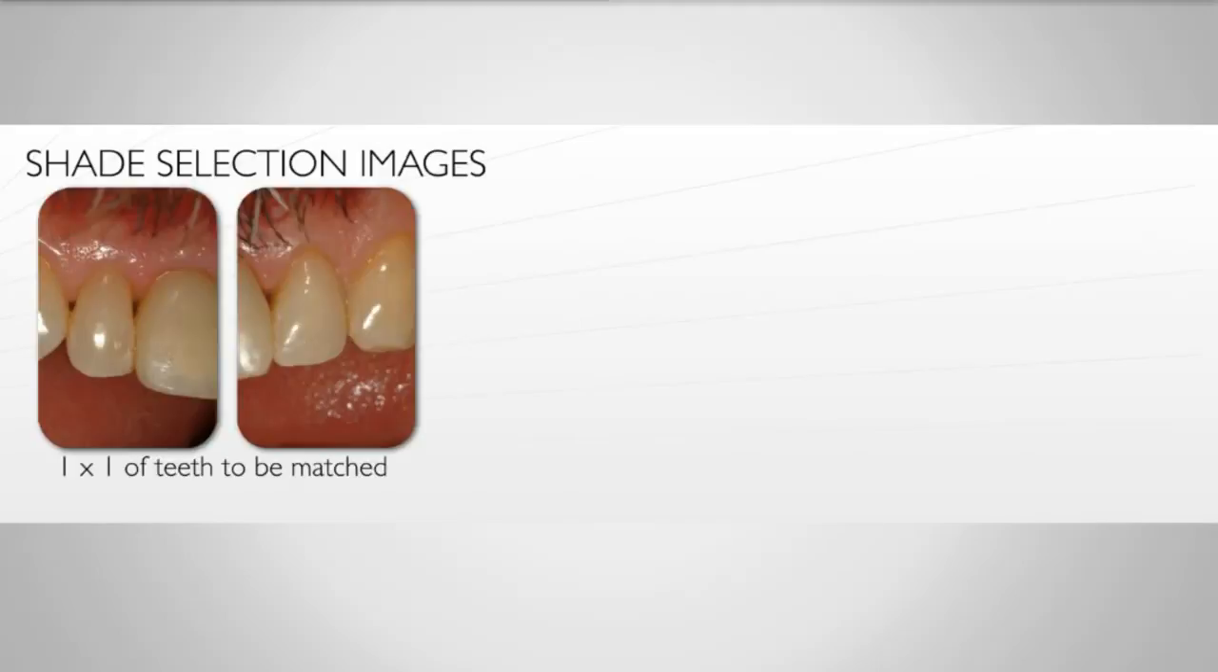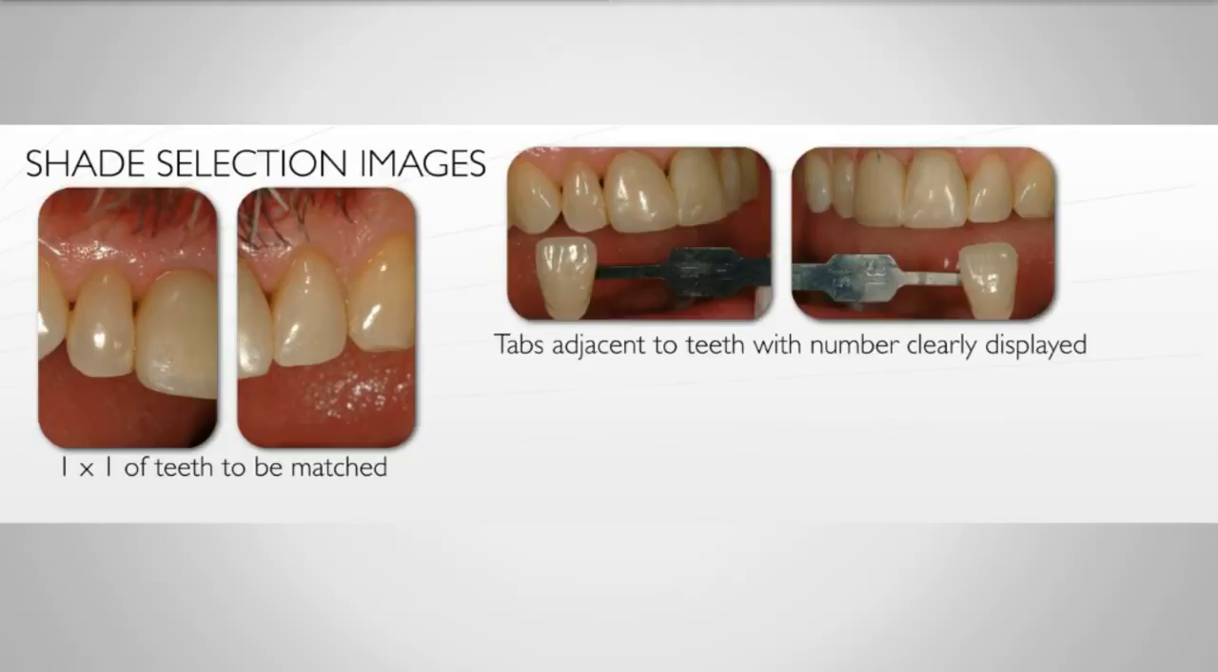Of course, I'm going to get good shade selection images because we're matching these two central incisors. So I went to one-to-one pictures of the lateral incisors that I'm going to try to match. And you want the tabs adjacent to the teeth with the numbers of the tabs clearly displayed. These happen to be 3D 3L1.5.